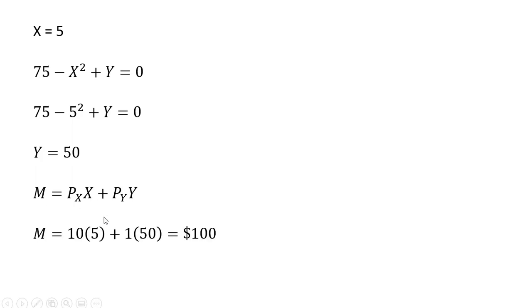Plugging this into the budget constraint: the price of good X times units of X, so 10 times 5, plus the price of good Y, which is 1, times units of good Y, which is 50. The minimum level of expenditure here is going to be $100. Spending $100, given those market prices, will give this consumer 75 units of utility.